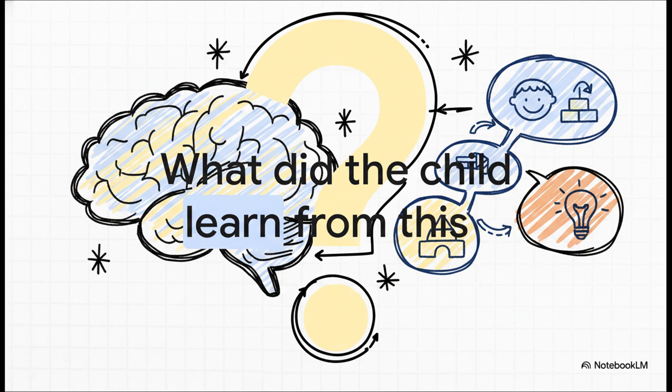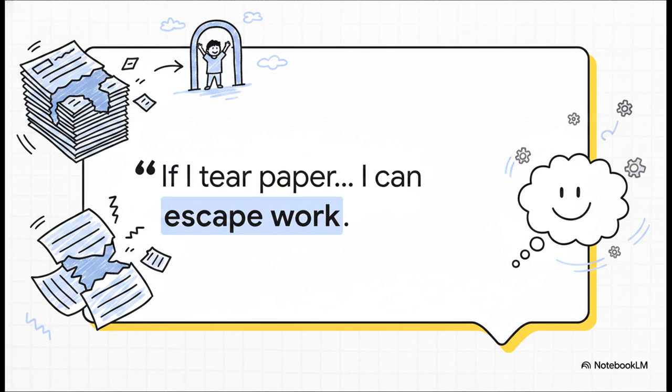So let's just pause here for a second. Put yourself in that kid's shoes. In that little sequence, A, B, C, what did their brain just learn? What connection did it just make? The lesson is pretty clear, isn't it? Hey, if I tear the paper, I don't have to do the work. The consequence, even though the teacher didn't mean it this way, actually rewarded the behavior. The child just learned a super effective strategy for escaping something hard. And that is exactly why we need to understand this ABC stuff.